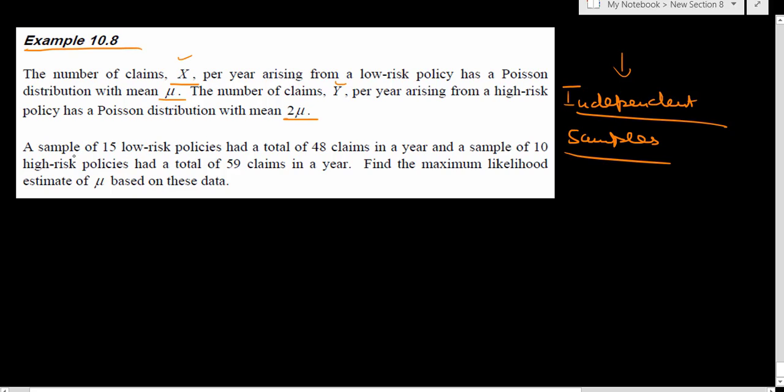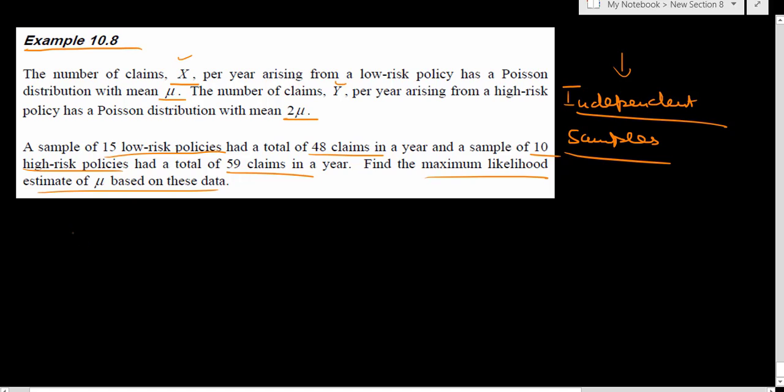Okay, so it says that a sample of 15 low risk policies had a total of 48 claims. And a sample of 10 high risk policies had much more. They had a total of 59 claims, and they want us to find the maximum likelihood estimate of mu based on this data. So the likelihood function here would obviously become the product of both the likelihood functions. It would incorporate the likelihood functions from both the samples, and then they will be multiplied together to get a combined likelihood, and that would be used to estimate the value of mu.